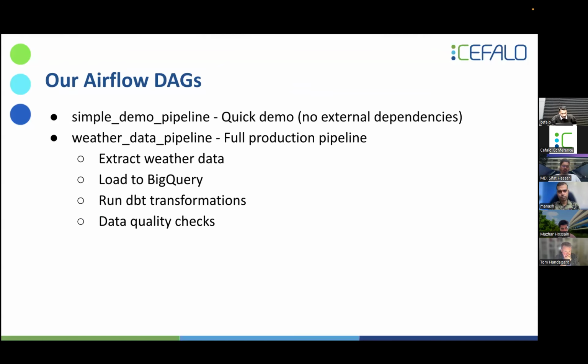But our important DAG will be the weather data pipeline, which is where we'll be extracting the weather data and then loading the data to BigQuery. And then through the DAG, we will do some transformation using DBT, and then we'll do some automated data quality checks.